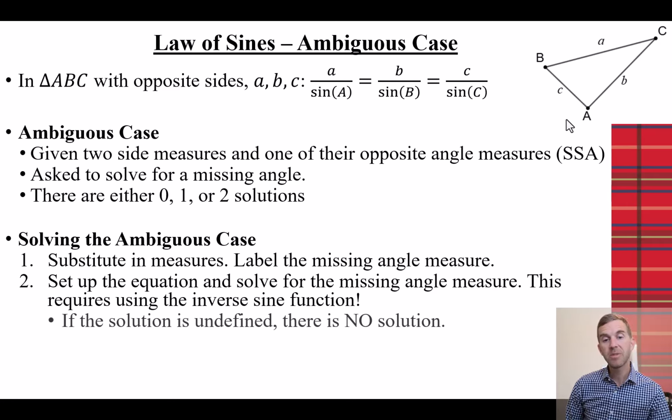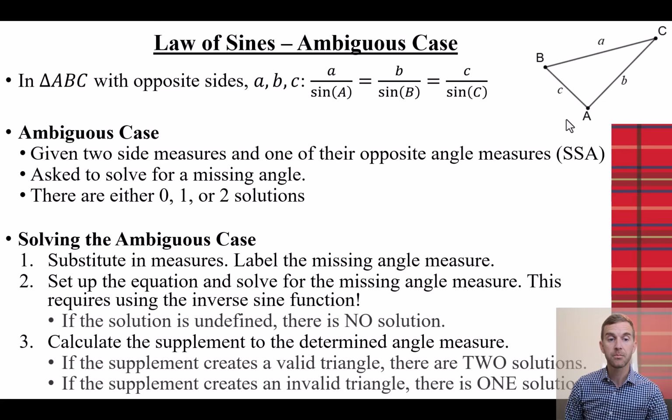Now, if that inverse sine function tells us that the solution is undefined, that means there's no solution. In other words, that missing side would be too short for it to actually create a triangle. We don't have three sides that actually form triangles.